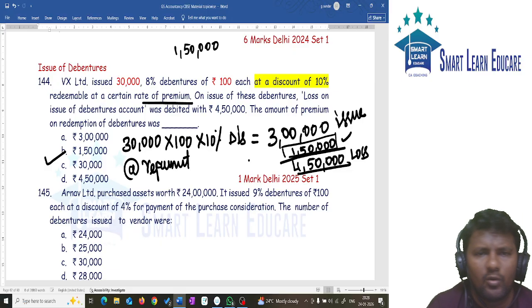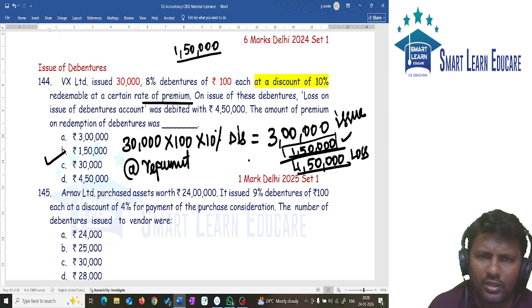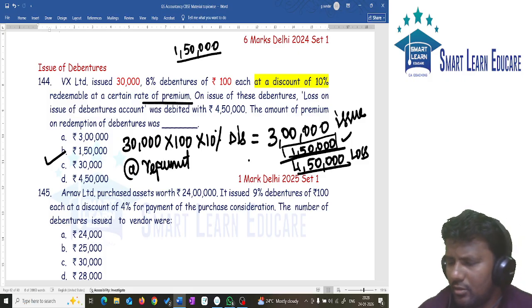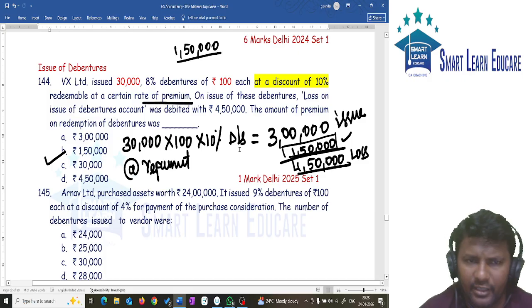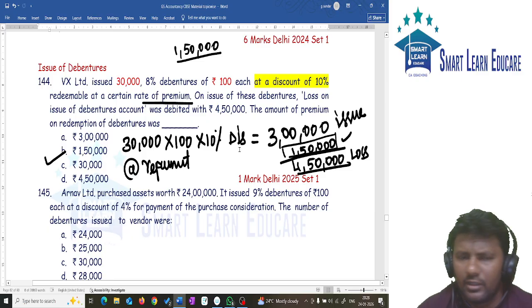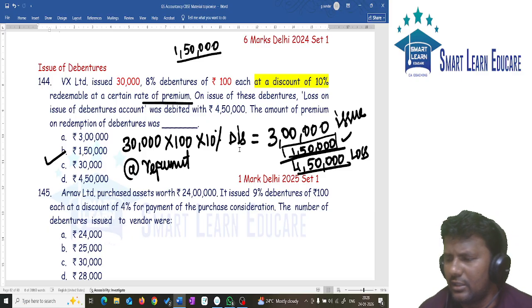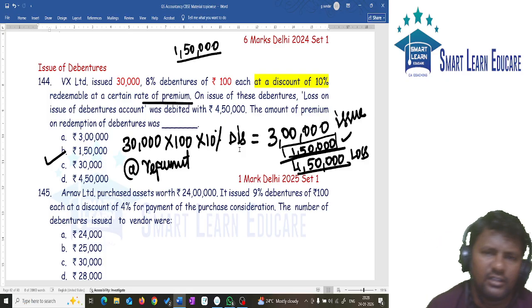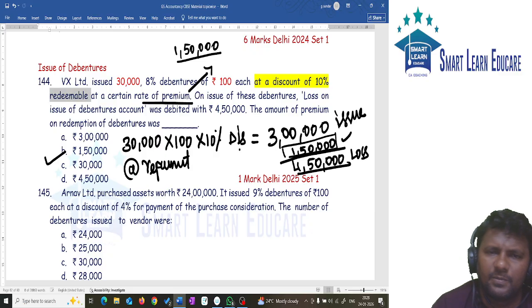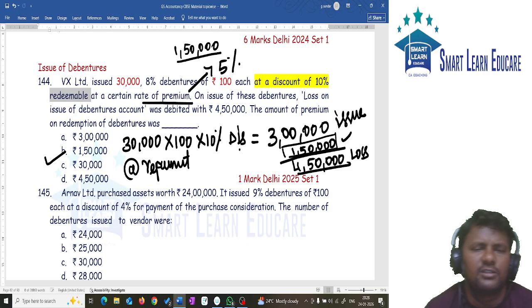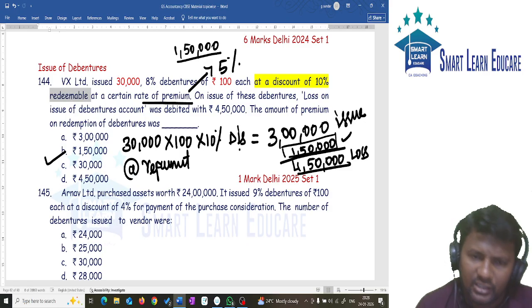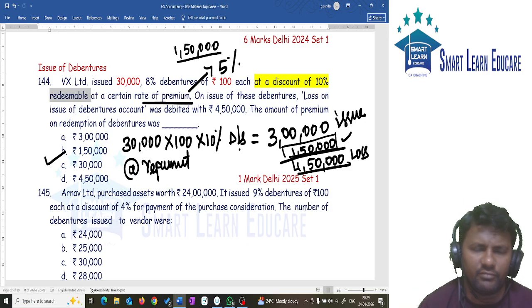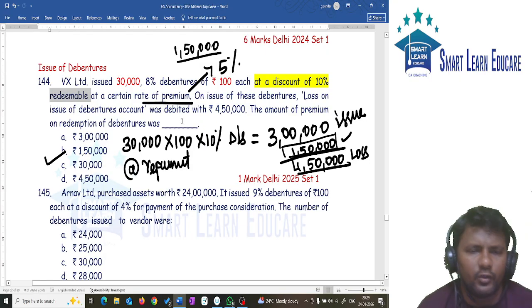1,50,000. This is the amount of extra repayment divided by total value of debenture. 1,50,000 divided by what is the total value of debenture? 30,000 into 100 will give you 30 lakh. It means that it is redeemed at 5% premium. That is the meaning. This type also they can ask for question. So just I am telling you.